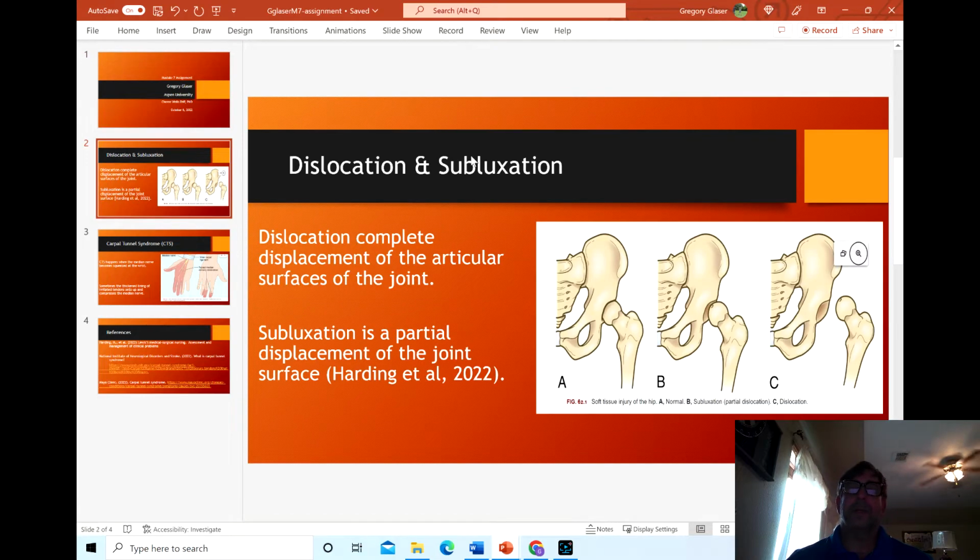Dislocation and subluxation. Dislocation is the complete displacement or separation of the articular surfaces of the joint, and subluxation is a partial or incomplete displacement of the joint surface. Symptoms of subluxation are similar to those of dislocation but are less severe.